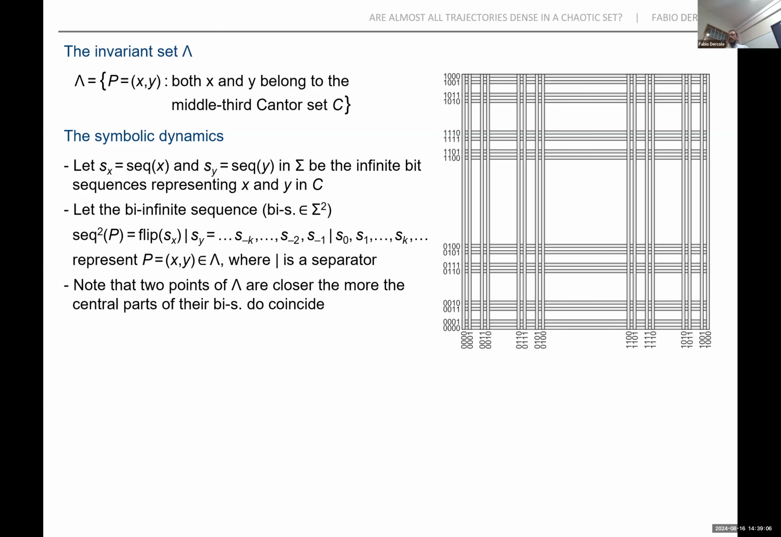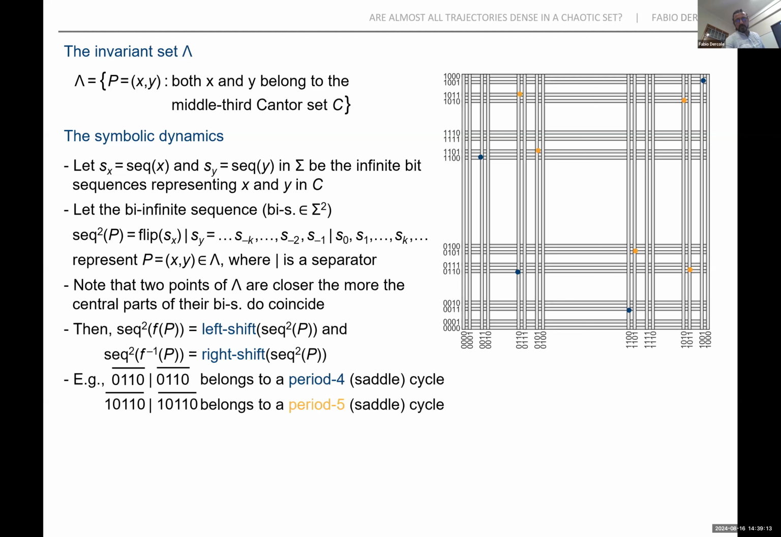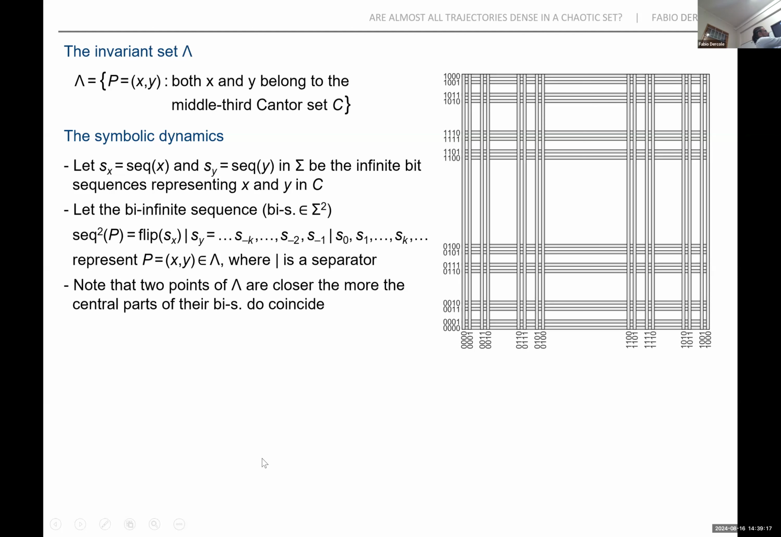And we can also define distance between bi-infinite sequences, but I don't have a formula so easy. Essentially, imagine to have two bi-infinite sequences, two points. The more the central part across the separator is the same, the more the two points are close. So if they are very close, they have a central part to the right and to the left of the separator which is equal in the two sequences, but then there are different bits far away from the separator. The more the different bits are far away, left and right of the separator, the more the two points are close.